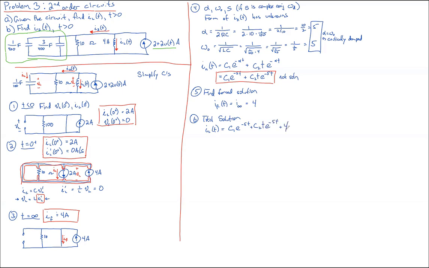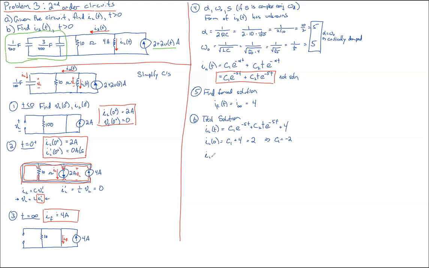And now we can substitute in our initial conditions. So at t equals 0, plus this collapses down to C1. When we plug in 0 for t, this goes away entirely, and we're left with just plus 4. But we found our initial condition up here that it's equal to 2. So therefore, C1 must be equal to -2.